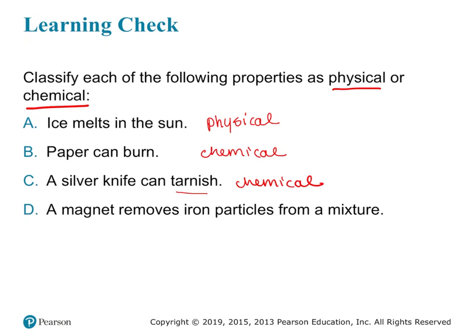What about D? A magnet removes iron particles from a mixture. Is that physical or chemical? Or another way of asking this is, if we're separating iron from a mixture, are we changing the identity of iron? No, we're just taking it out of the mixture. So this would be a physical property.